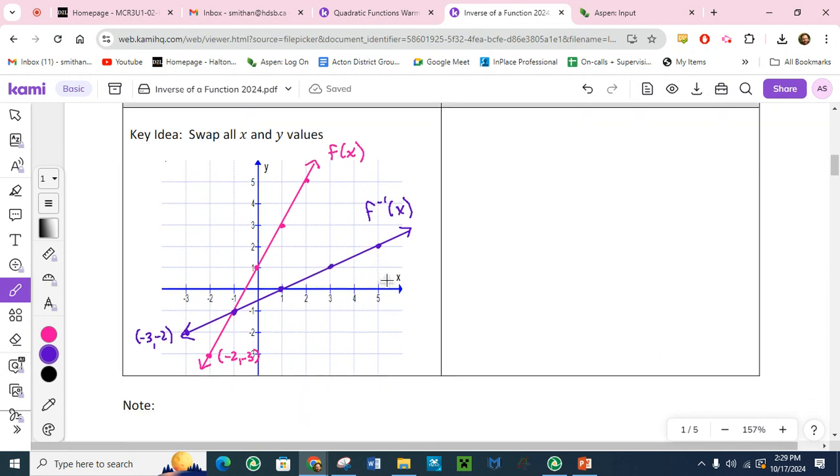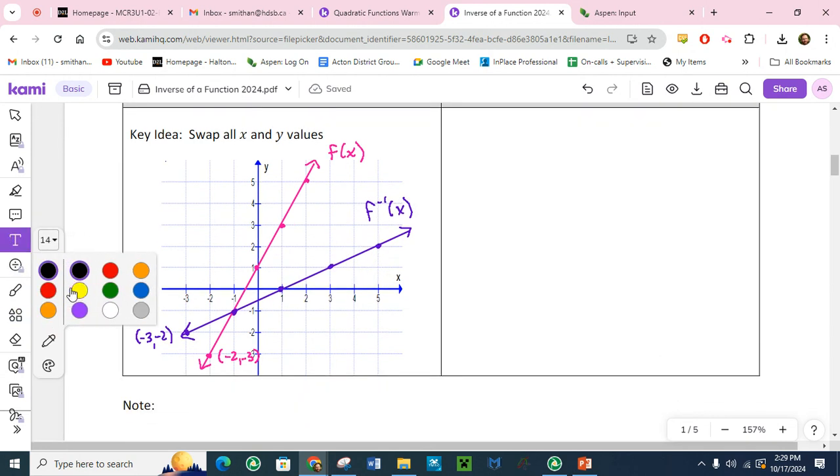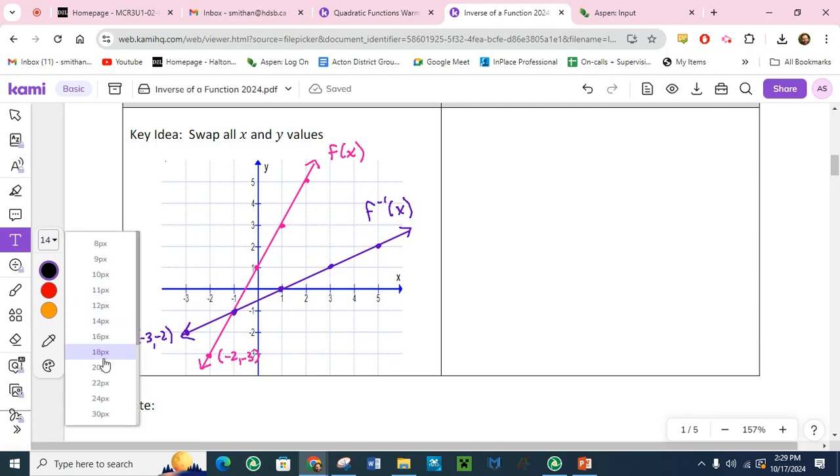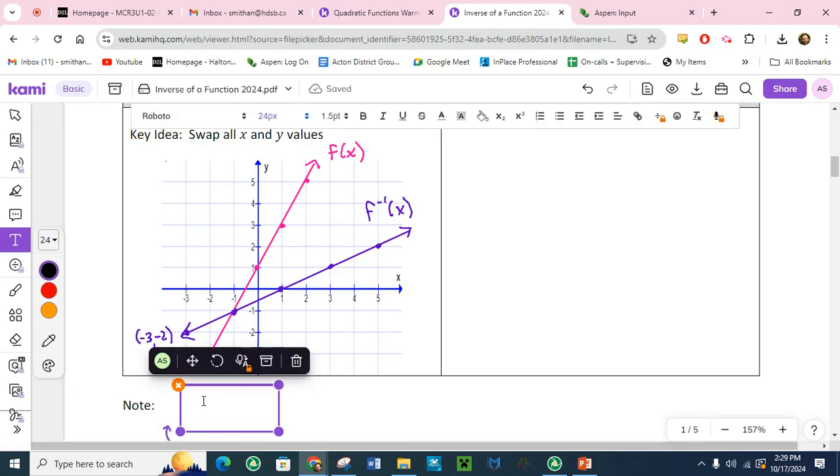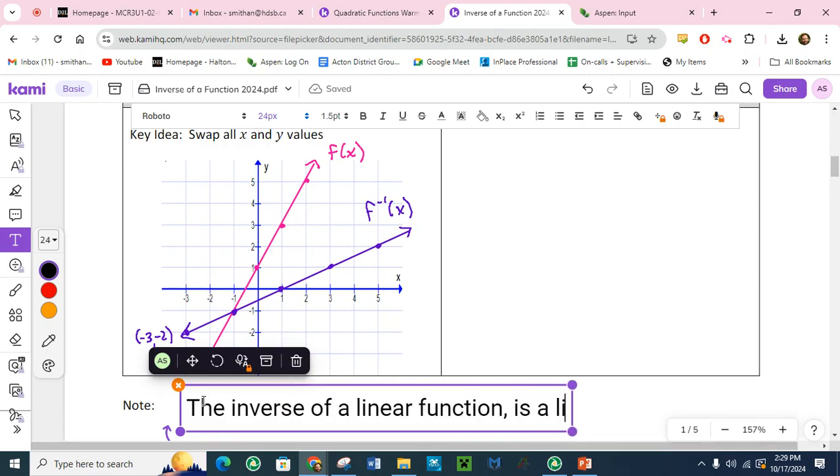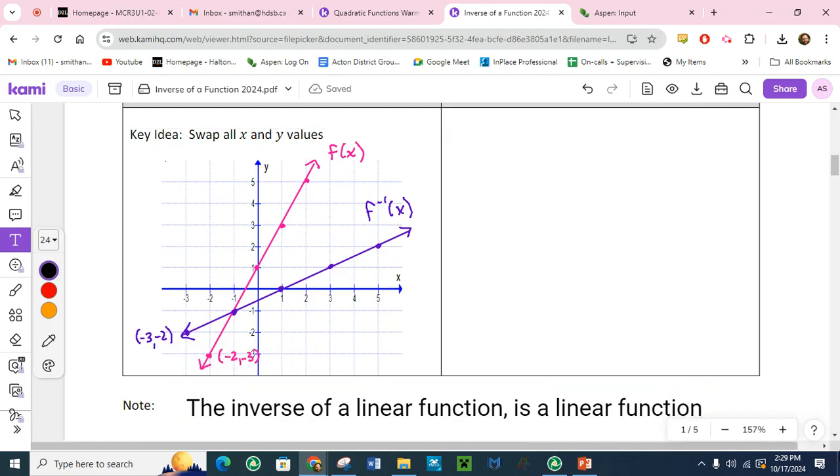And if you guys would, can you squeeze this down at the bottom with me? So this is a really cool idea that works with all linear functions. The inverse of a linear function is a linear function, which is pretty neat. That happens all the time.